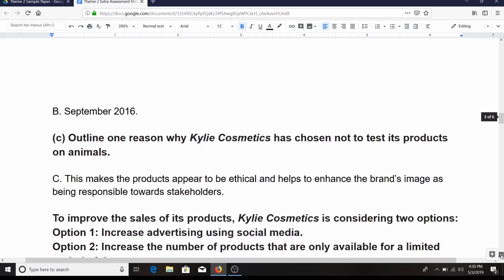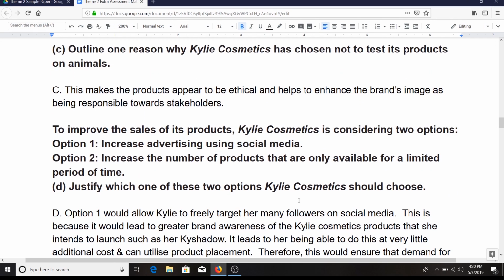If you look at the data there, outline, another outline question, 2 marks. So identify a point, then give that application. So this makes the products appear to be ethical and helps to enhance the brand's image as being responsible towards stakeholders. Oh, I'm not sure that application's that strong. Can you strengthen that? How could you go about improving that? I think that's looking like 1 mark, a typical sort of 1 mark response here. I don't like that so much. Come on, we can do better than that, guys.